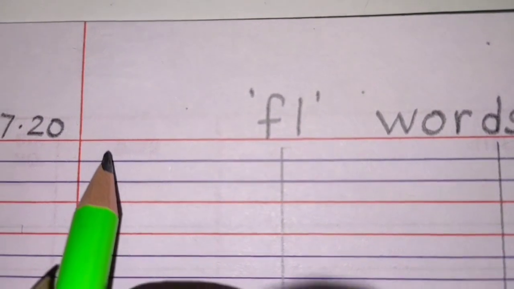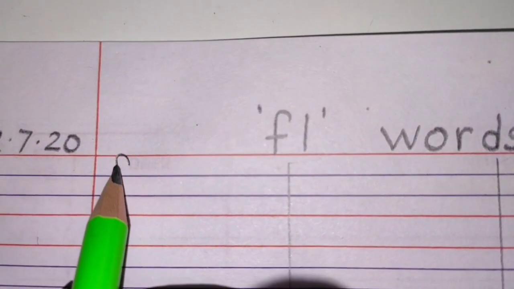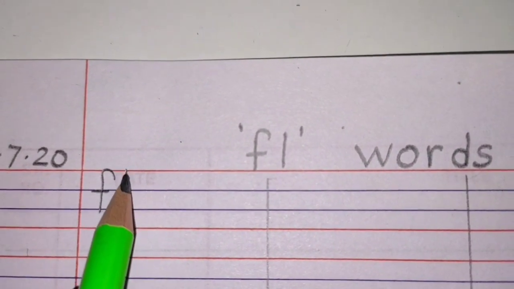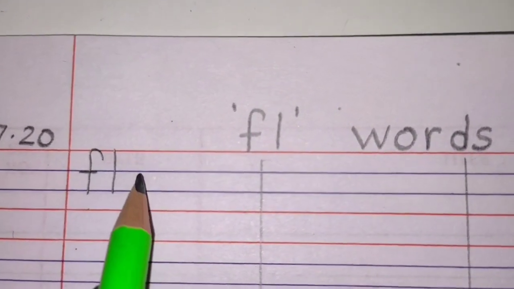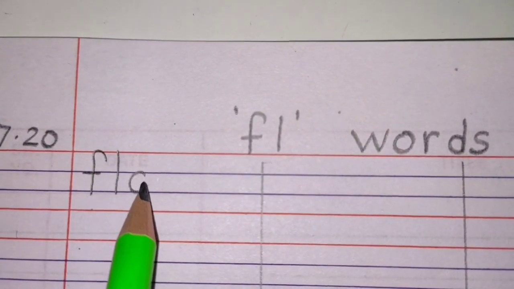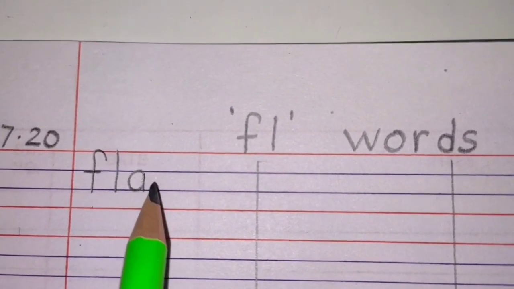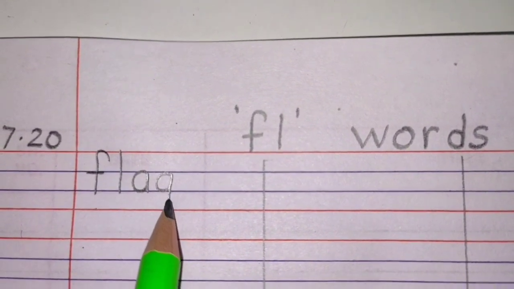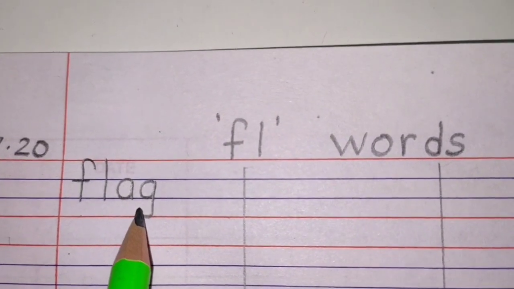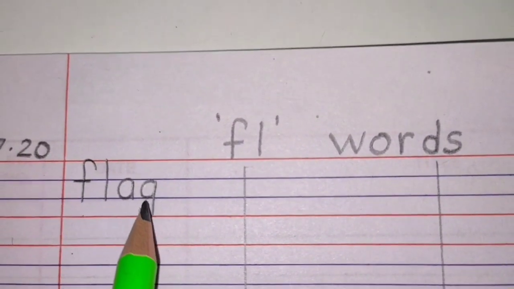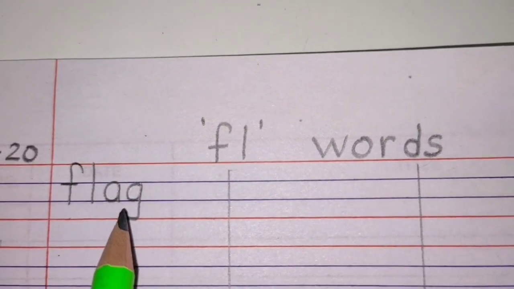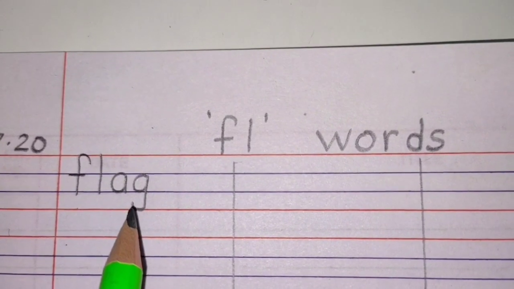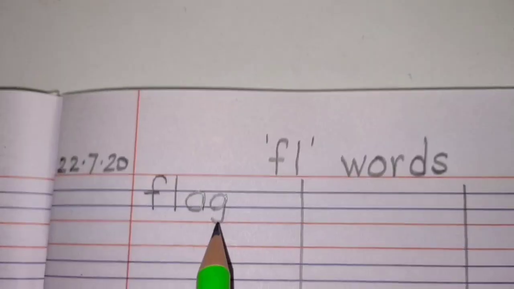Flag, flag. So make a curve from the red line, come down to the second blue line, across, red line to blue line L, blue line to blue line A, make a curve, come up and down, and G, make a curve, come up and come all the way down to the red line and make a curve. Flag, flag. A flag is a piece of cloth which is attached to a pole and is used as a sign or symbol, especially of a country.